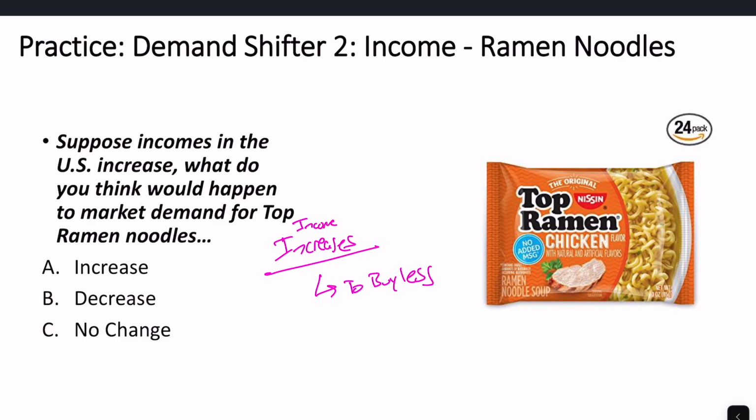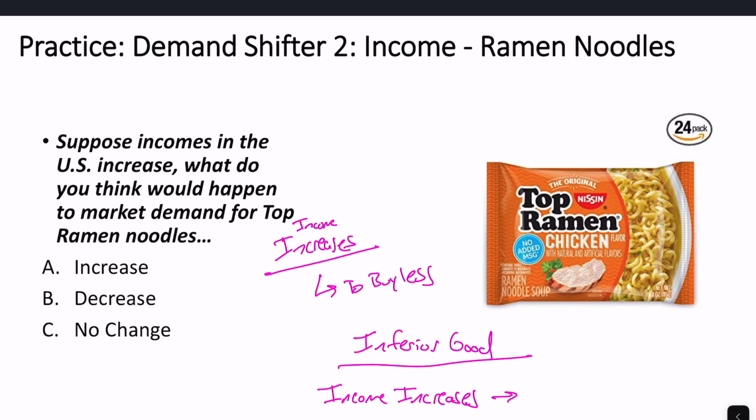Okay? And so if that happens, then for me at least, this is called an inferior good. This is the opposite of a normal good. For inferior goods, as income increases, demand decreases.